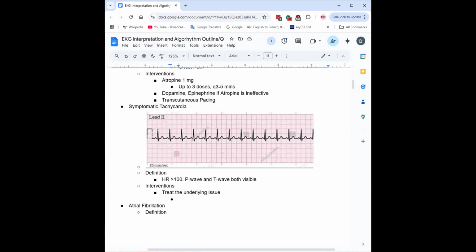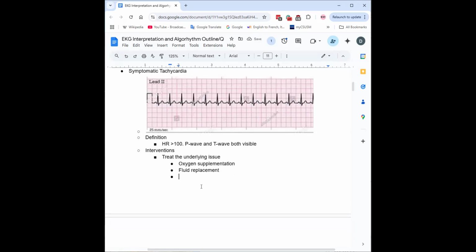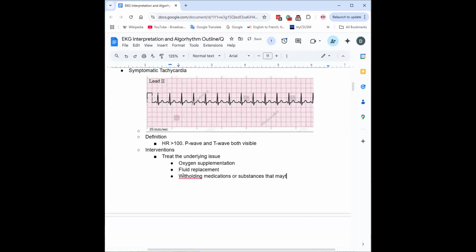Yeah, so let me see what else was mentioned. Things that could be causing it. Something that could be done is giving them oxygen supplementation, fluids, reducing fevers, fluid replacement, and fixing electrolyte imbalance. If they're taking medications, stopping whatever meds could be causing it. Stopping or withholding is probably a better word. Withholding medications or substances that may be responsible.